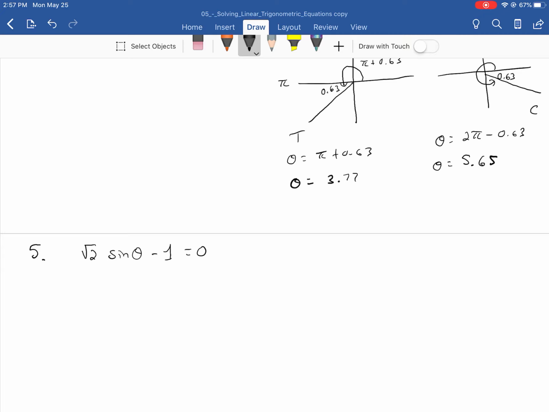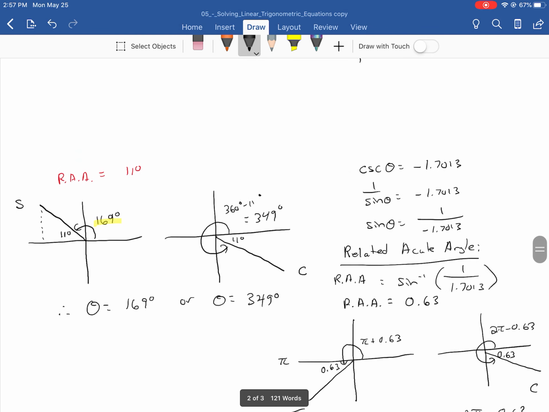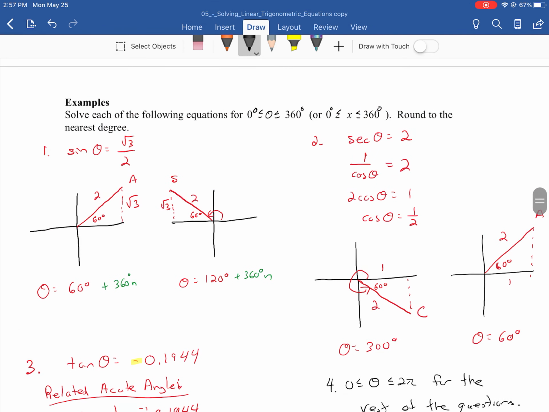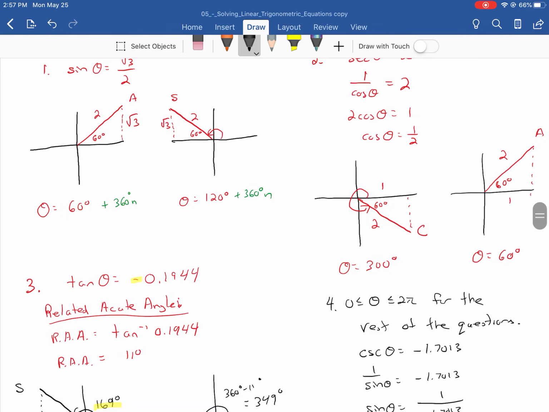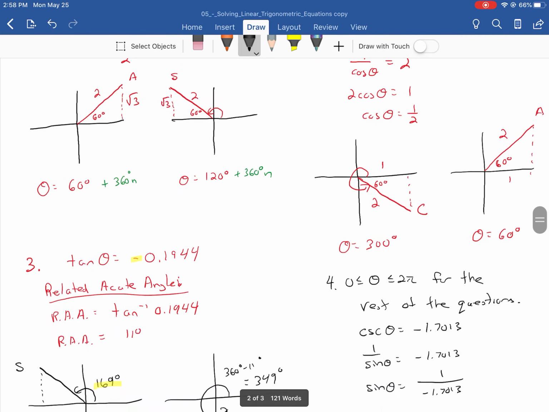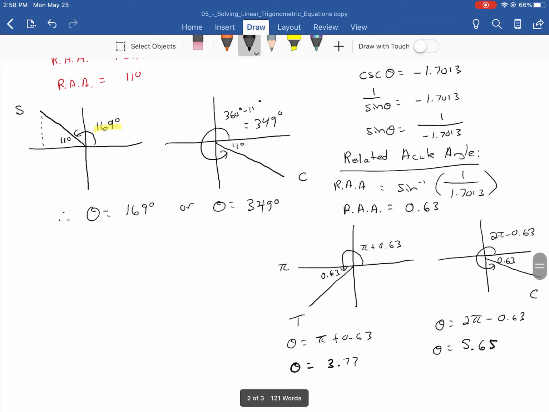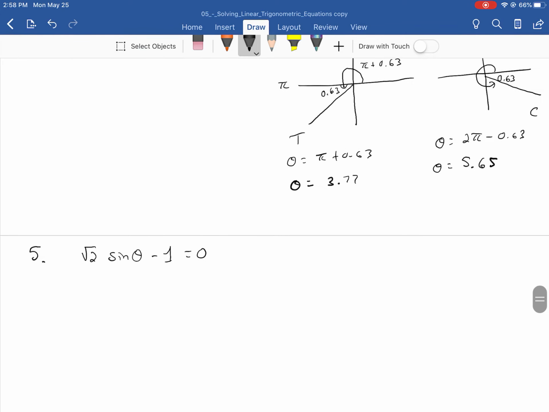Here's what this lesson is supposed to all be about: solving a linear trigonometric equation. See, all of these ones I did before, it was already isolated. In number 1, it was already sine theta equals. Number 2, it was already secant theta equals. Number 3 was already tan theta equals. And number 4 was already cosecant theta equals. I'm not saying that made it easy, but we didn't have to isolate the trig ratio to begin with. Well, the rest of this lesson really is just about isolating that trig ratio to begin with.